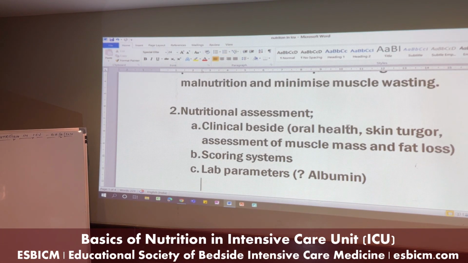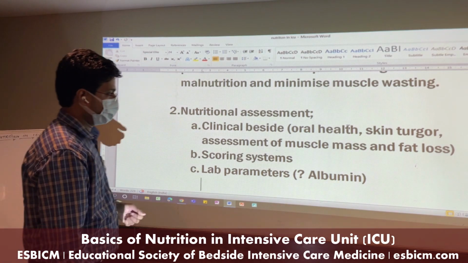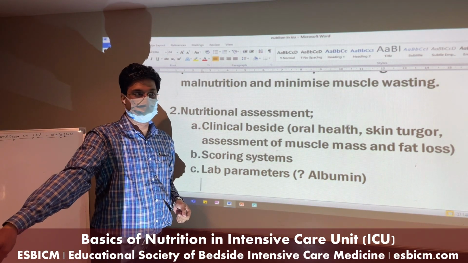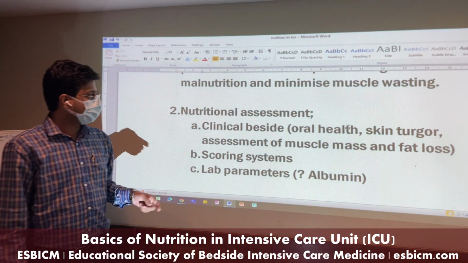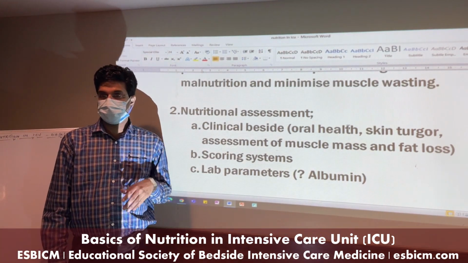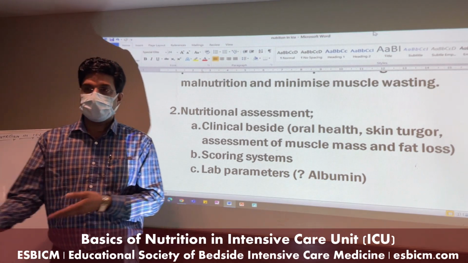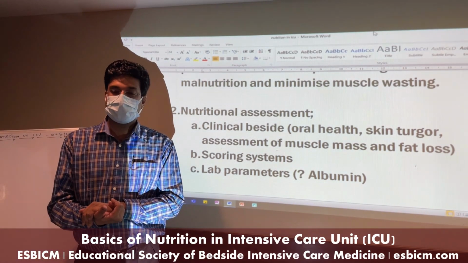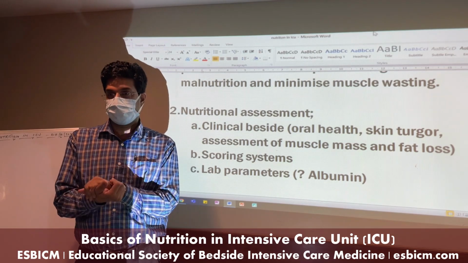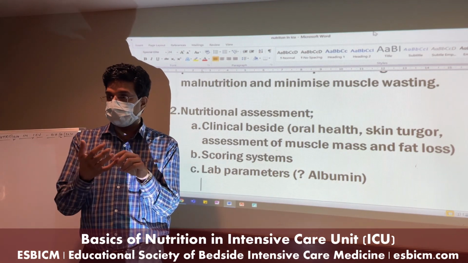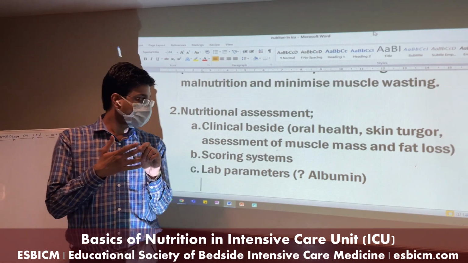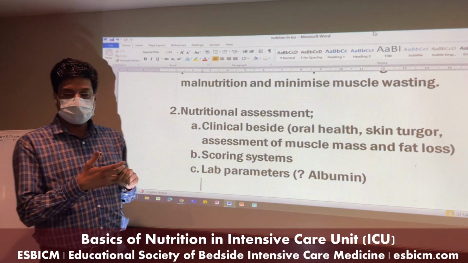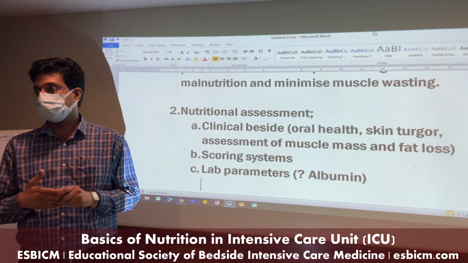Next is, how do you assess nutrition status? Before the start of this meet, this fellow was asking, sir, how will we assess the nutrition status? Is there some tool with us? Is there some scoring system with us? Do we have some lab parameters, or is it only clinical judgment?